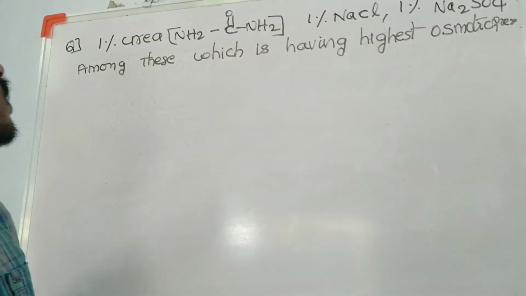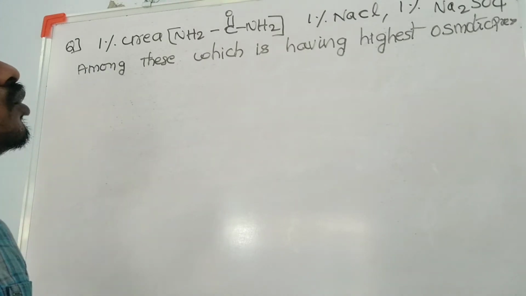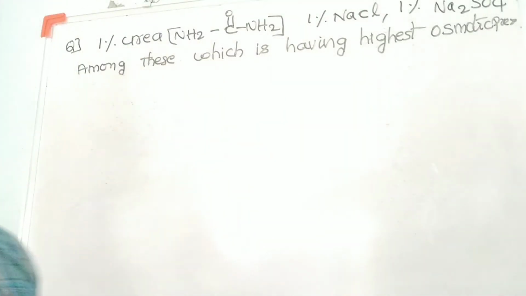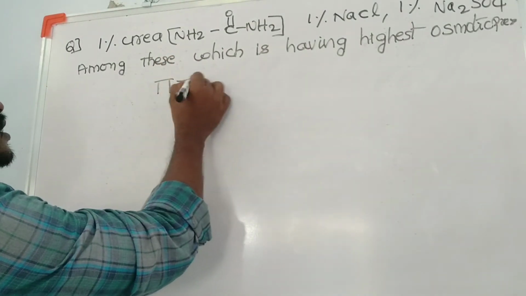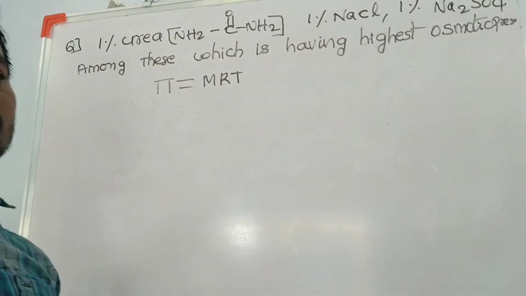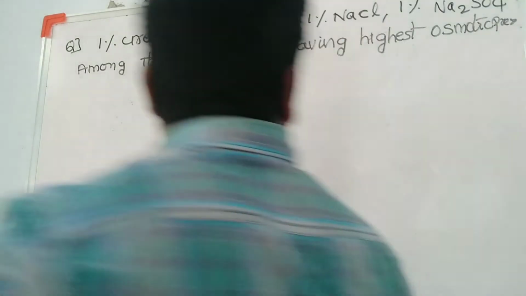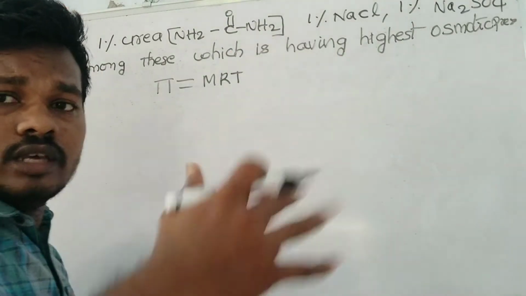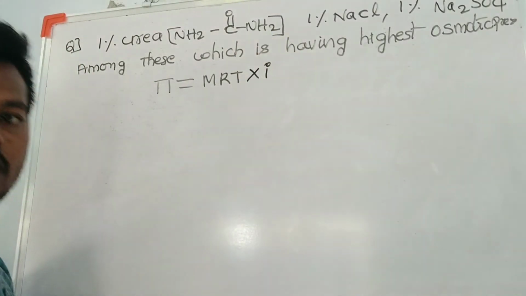If you see the first question: 1% urea, 1% NaCl, 1% sodium sulfate. Among all these, which has the highest osmotic pressure? What is the formula to calculate the osmotic pressure? Osmotic pressure π = mRT. But here, urea, NaCl and Na2SO4 dissolved in water will start dissociating. That's why we have to use the van't Hoff factor, called i. First of all, we have to calculate i.